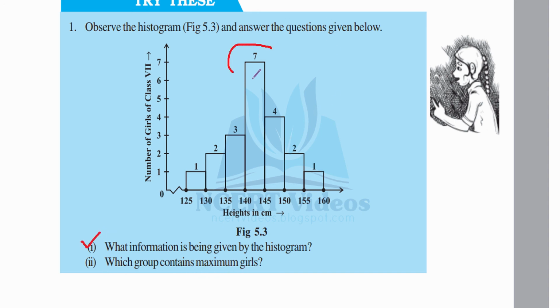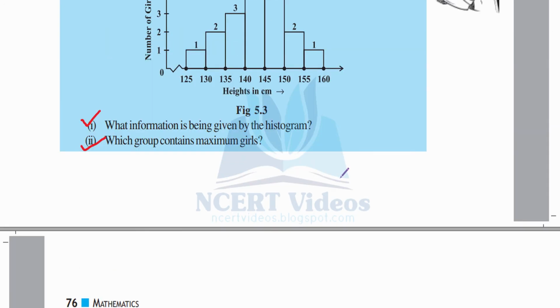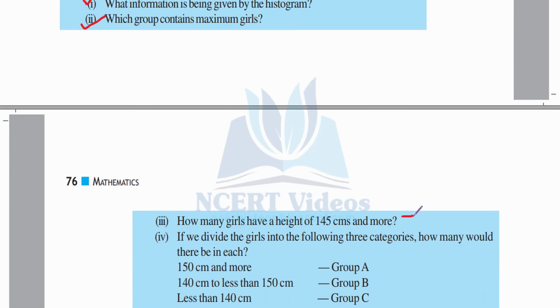Second part, which group contains the maximum girls? Well, the maximum is this height. So we have 7 girls whose height falls under 140 to 145. So always keep this in mind: the value that falls on the boundary line will be considered in the next higher class interval, or simply a class. That is the answer for the second part. Third, how many girls have a height of 145 centimeters and more? 145 centimeters or more, because 145 will be categorized under this category. So the addition of all these three will give us the answer. So 4 plus 2, 6 plus 1, 7 girls. It is asking for more, that's why we added up.